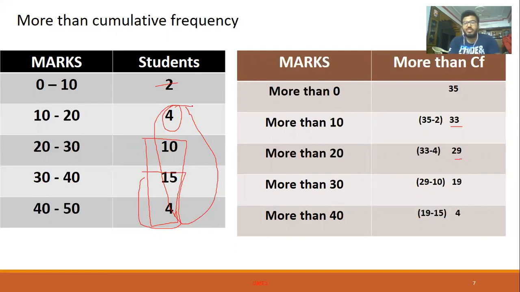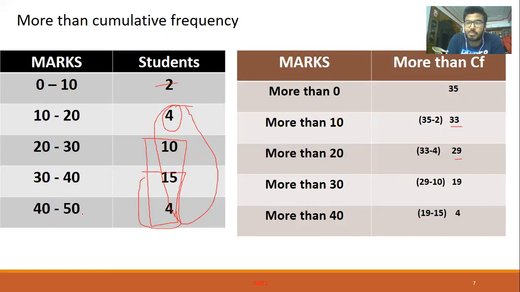So how will you find that out? Okay, now look here, more than 0. You have to understand that here it will be the lower limit. So here first we write 0. Then here we have 10, 20, 30, 40. There is a difference of 10 each. So what will you do? 0 to 10. Then the next lower limit is 10, so 10 to 20. Then 20 to 30, 30 to 40, 40 to 50. See here, more than 40. Here the lower limit is given as 40.